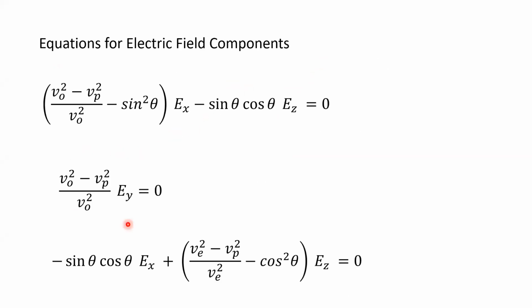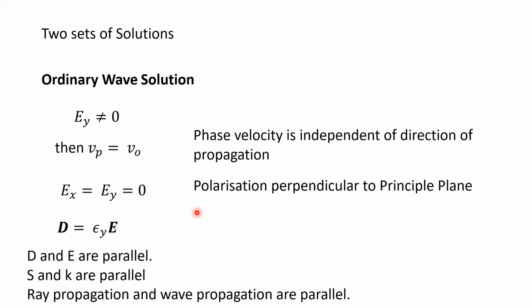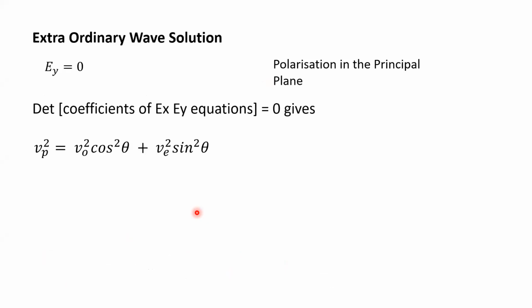These two equations. So E_y is 0, this equation goes away. You have these two equations involving E_x and E_z. Now the requirement for a non-trivial solution is that the determinant of the coefficients has to be 0. So this multiplied by this minus this by this has to be 0. You'll get an algebraic equation, and that will involve V_p, V_o, and V_e. So that equation is about the phase velocity.